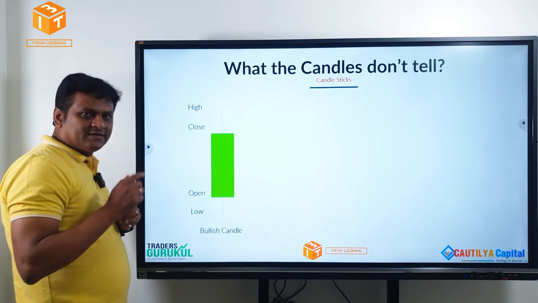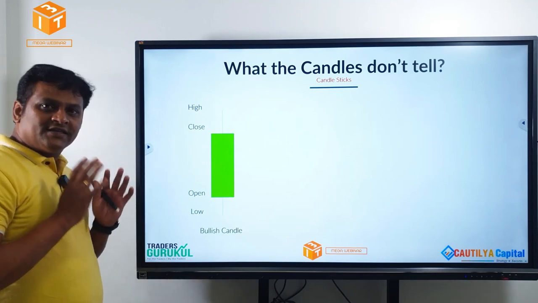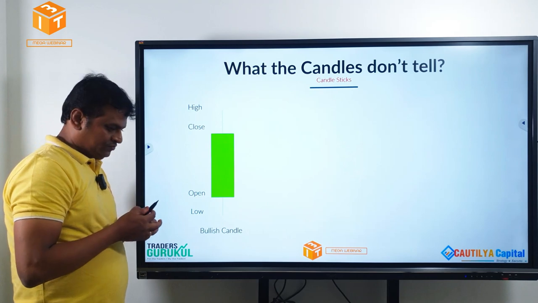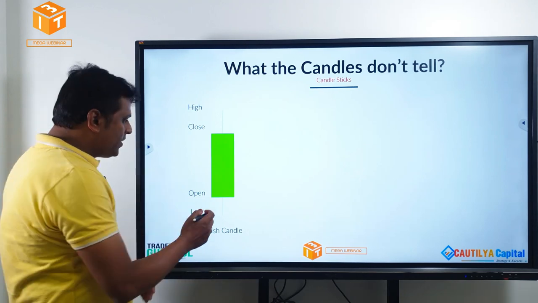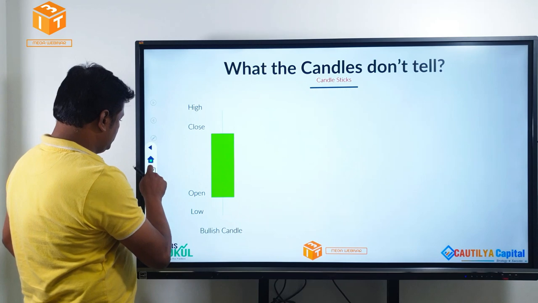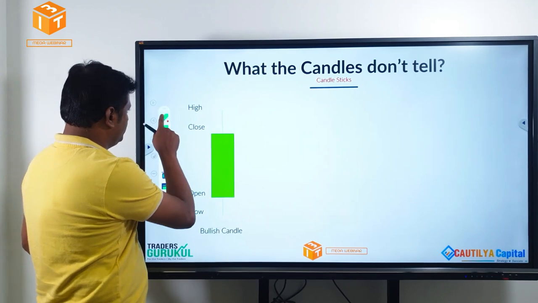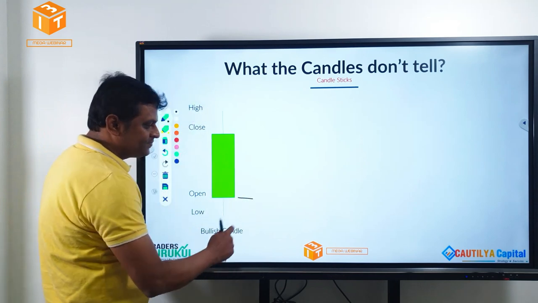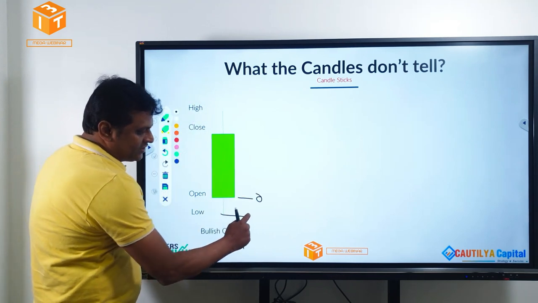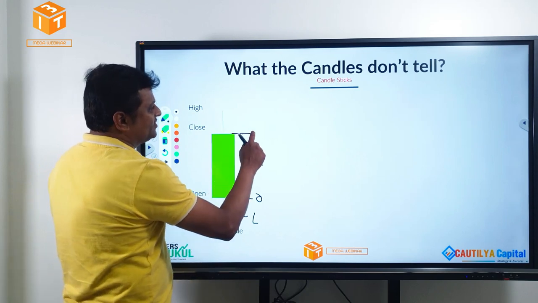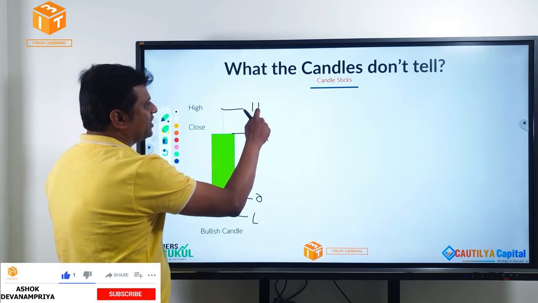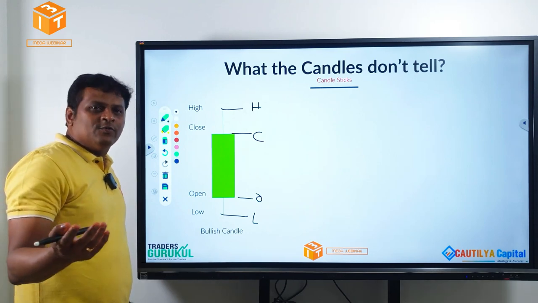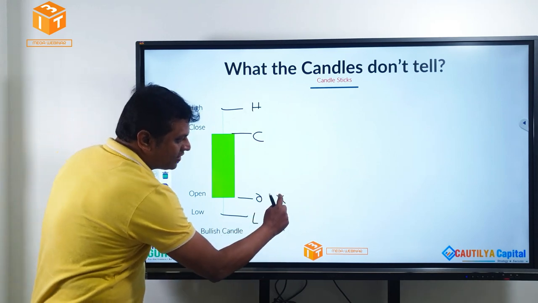Now, there is one simple ask. There is something called a journey. Imagine this is a daily candle, where the market opened here. This is the low. This is the close. This is the high. Correct? Now, where did the market open? It opened here. It started in the morning here.